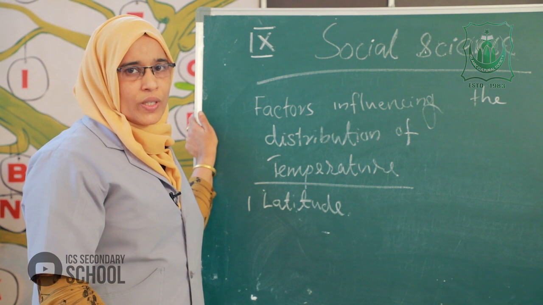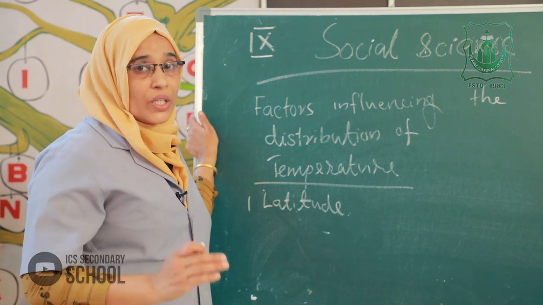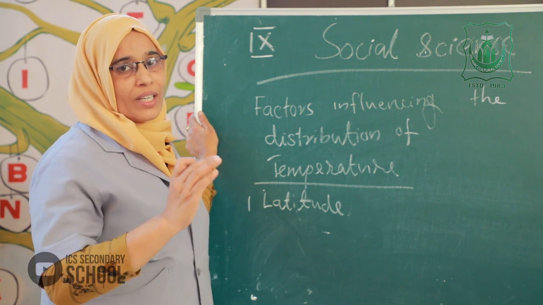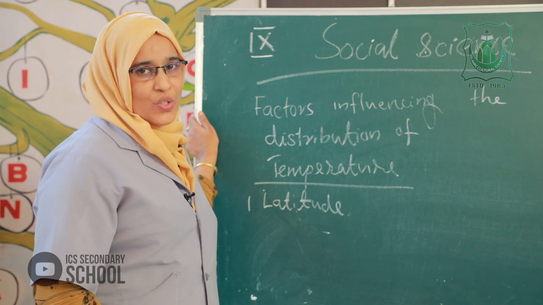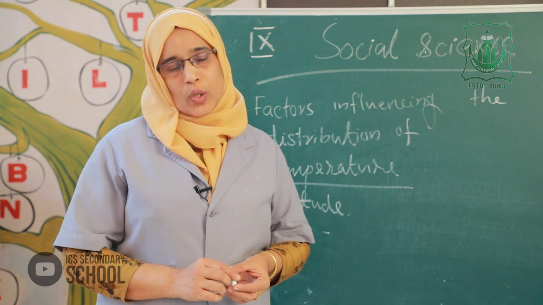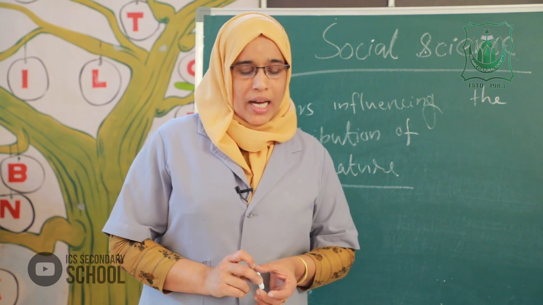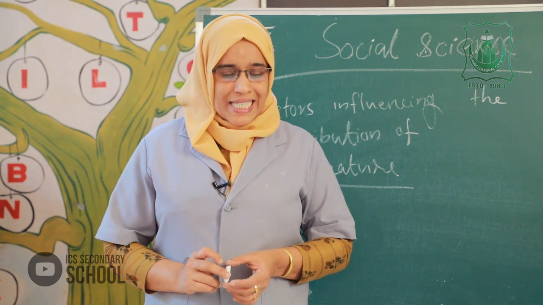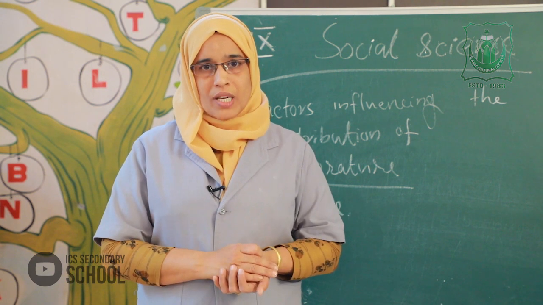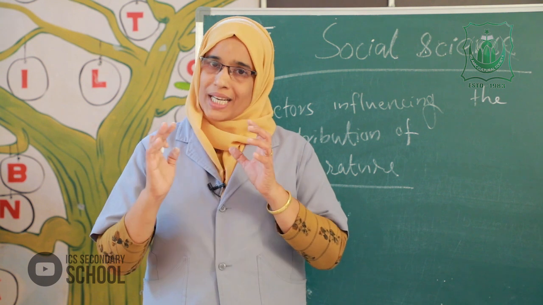What means latitude lines? Parallel lines of the equator are called latitude lines. Clear? Then, you know, the sunlight is the most intense in the tropical region.